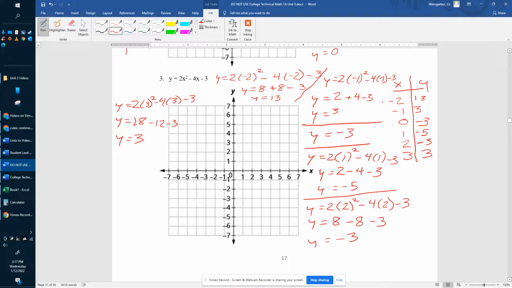So we can't use this one, it's too far out. So we have x is -1, y is 3. X is 0, y is -3. X is 1, y is -5. X is 2, y is -3. And x is 3, y is 3. Beautiful. Now I'm going to make my shaky little thing. So shaky.